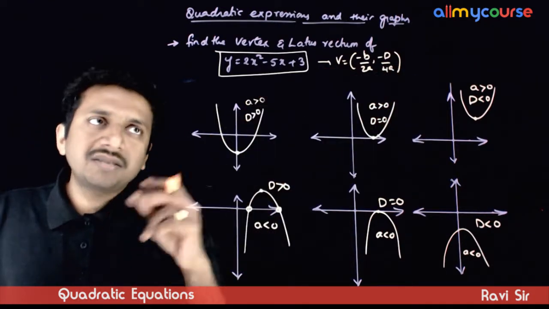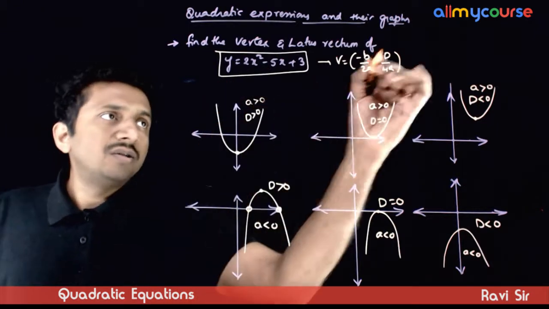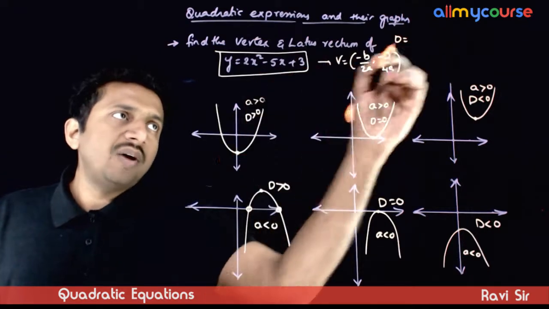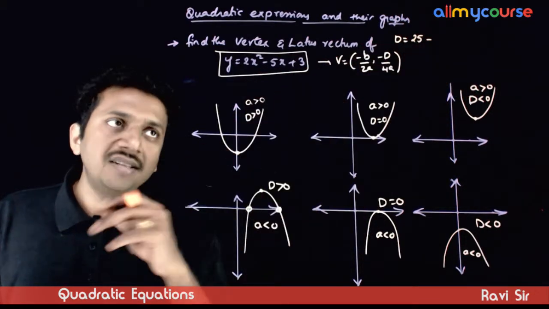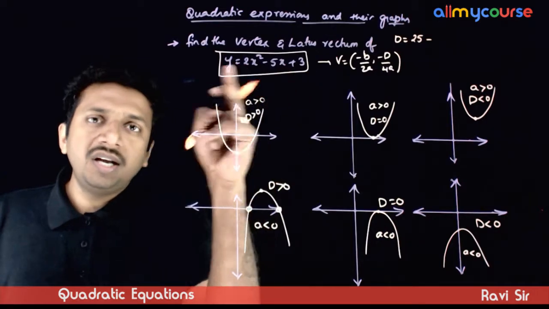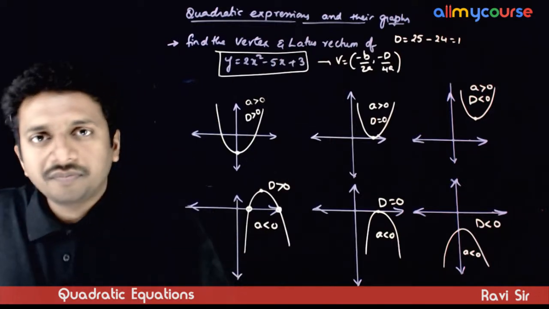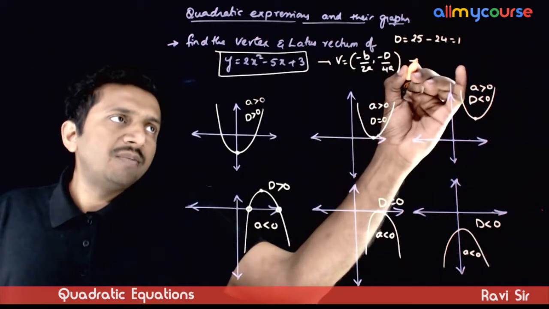So to find the vertex, first you need to find the discriminant. So what is d for this? Discriminant is b square, 25, minus 4ac, 4 into 3 into 2, that is 24, which is equal to 1. So the discriminant is 1. So let us substitute the numbers here.